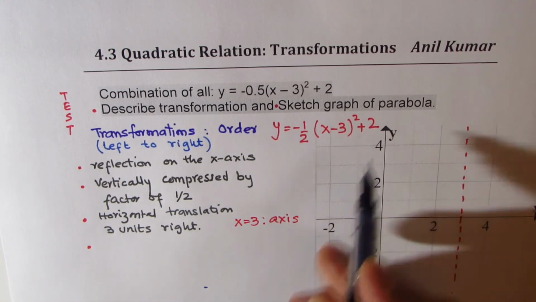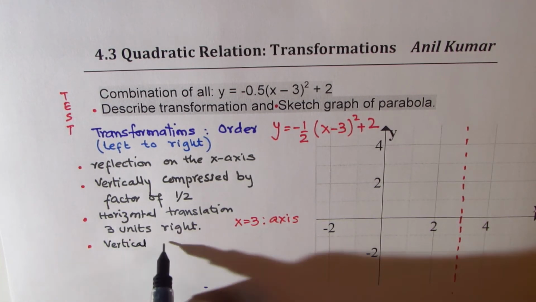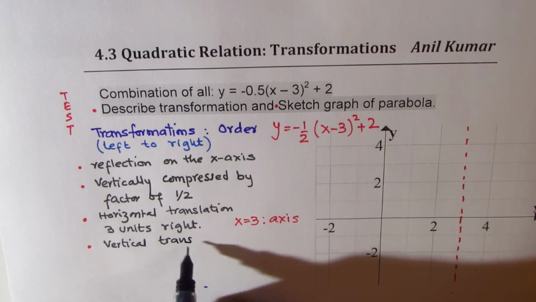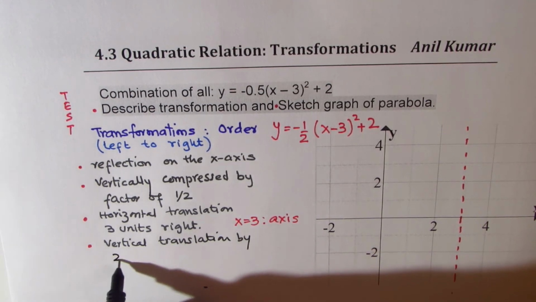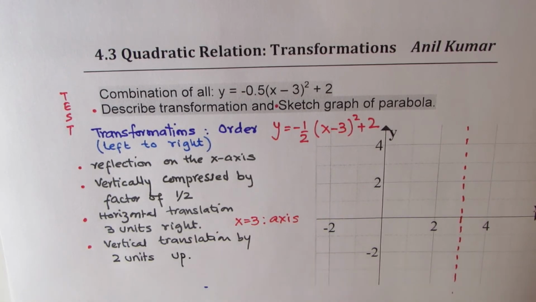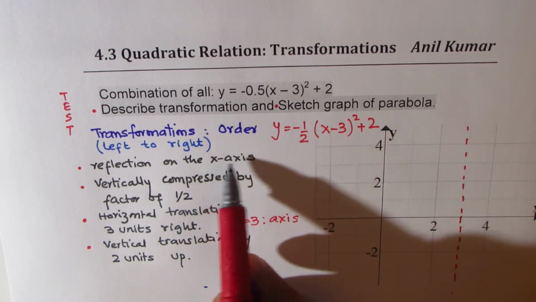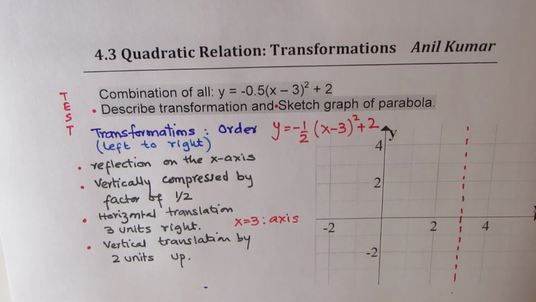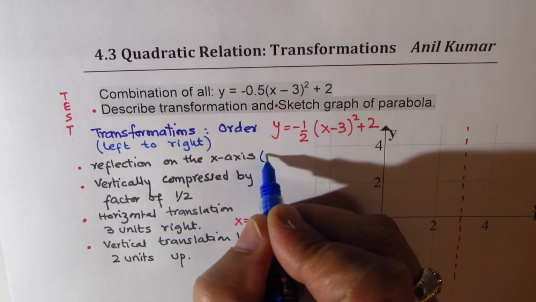Now the last is 2. That is a vertical translation by 2 units up. Now once you know this horizontal and vertical translation, you also know it opens down. Reflection means opens down. So let me write here some key features. When I say reflected on the x-axis, it means it opens down.